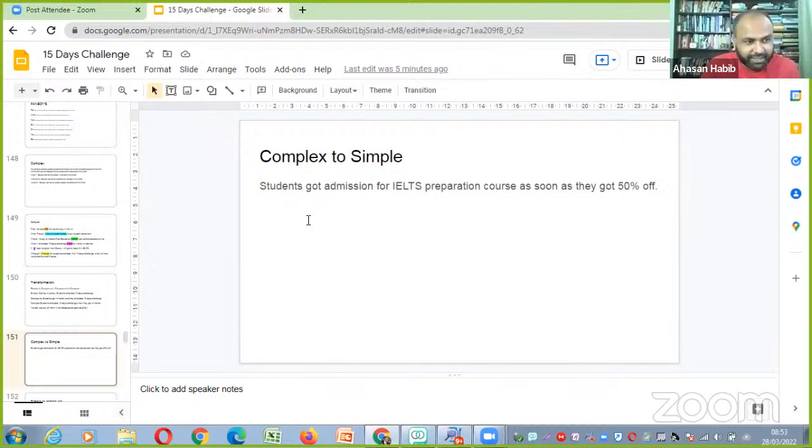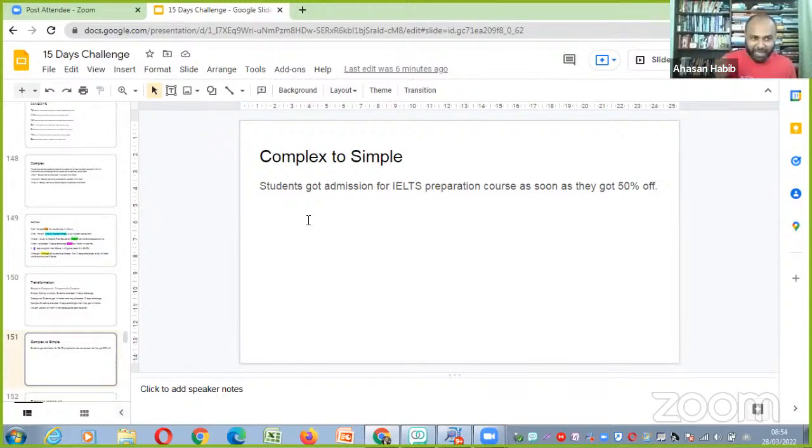So now, students got admission for IELTS preparation course as soon as they got 50% off. This is the complex sentence. How are we gonna make it simple? If you say, getting 50% off, students got admission for IELTS course. That's it. You made it simple, right? And if you say, students got 50% off and they got admission for IELTS, that is compound, right? So this is how you need to do the transformation.